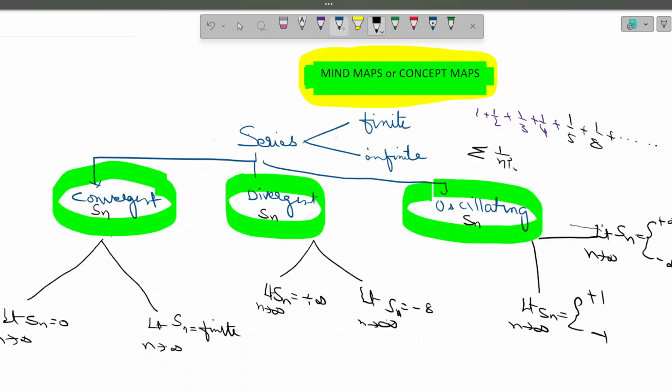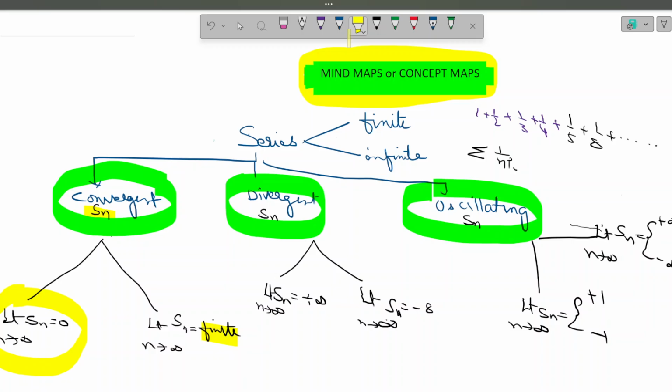The series may converge, or it may diverge, or it may oscillate. So how do we say the series is convergent? Limit as n tends to infinity of Sn. What is our Sn? Sn is our partial sum. If it is equal to 0 or a finite limit, then the series is said to be convergent.